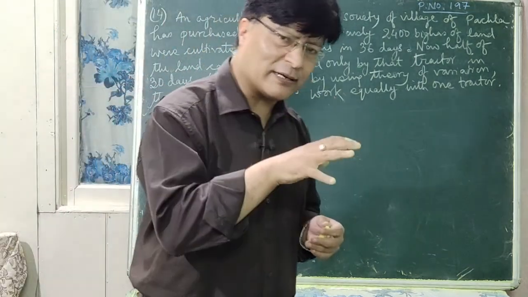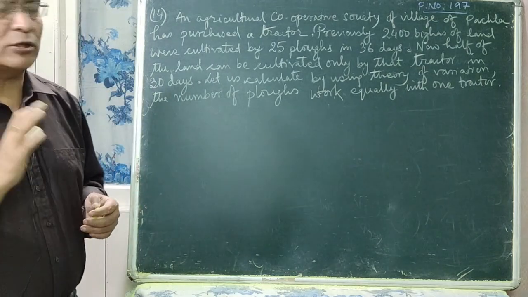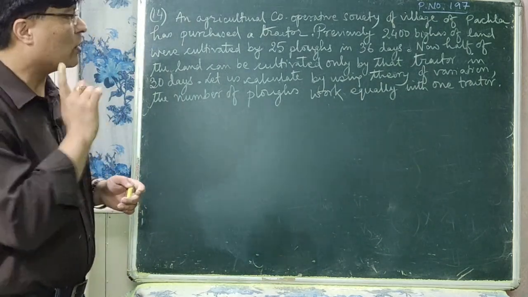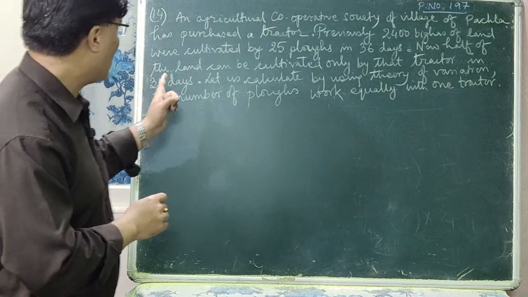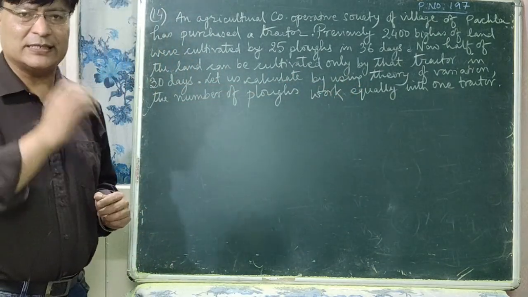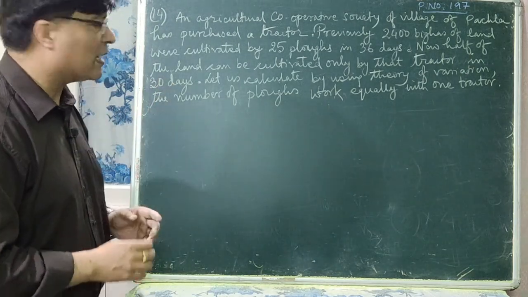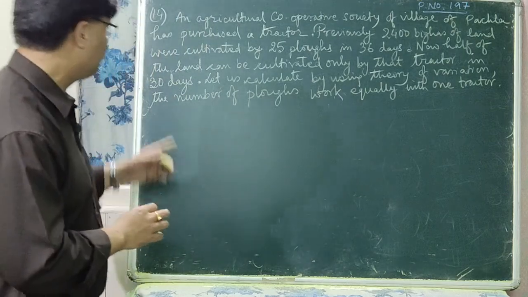That tractor alone can cultivate 1200 bighas of land. In how many days can it do so? Now, half of the land can be cultivated only by that tractor in how many days? 30 days. So, in this case, you have to calculate. Let us calculate by using the theory of variation.